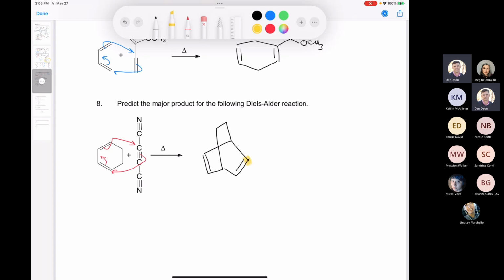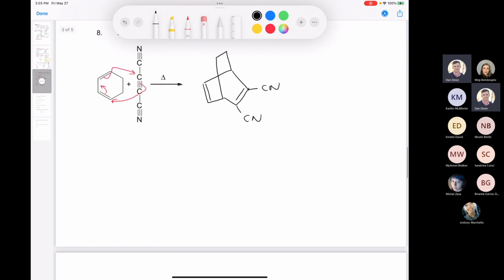And since both of these carbons are sp2 hybridized, we don't have to worry about endo or exo. It doesn't even come into our discussion. We have our nitrile here and a nitrile here. And there you have it. Okay, let's move on from there.